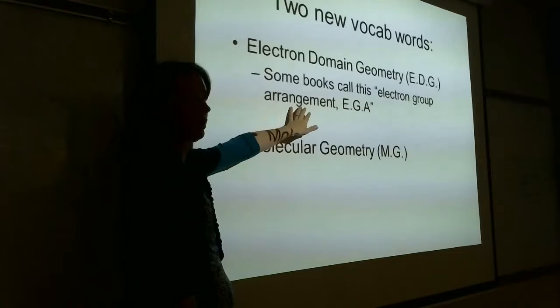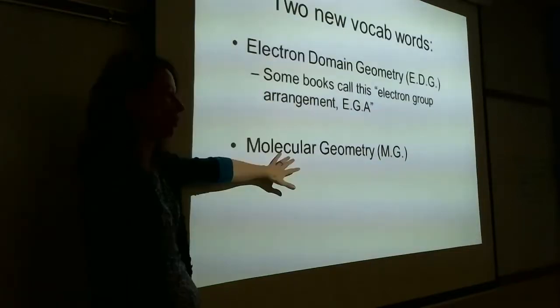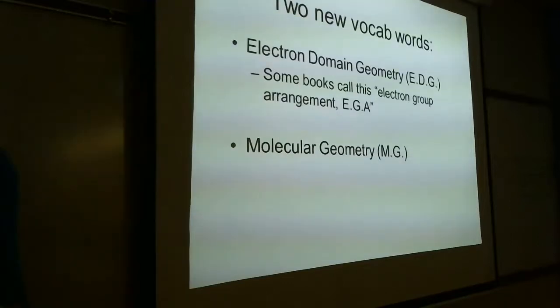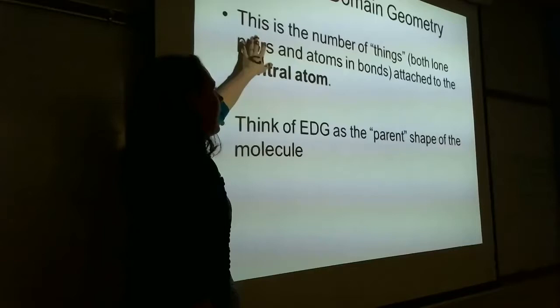Now we've got 2 new vocab words to talk about right here on your handout. Electron domain geometry, EDG for short, and then molecular geometry. So EDG and MG. Now some books call it electron group arrangement. So if you're looking at things online, like online tutorials, and you see it called electron group arrangement, don't panic. It's the same thing as electron domain geometry, EDG, and molecular geometry. All right? So the electron domain geometry and the molecular geometry are the two things we're going to learn today.